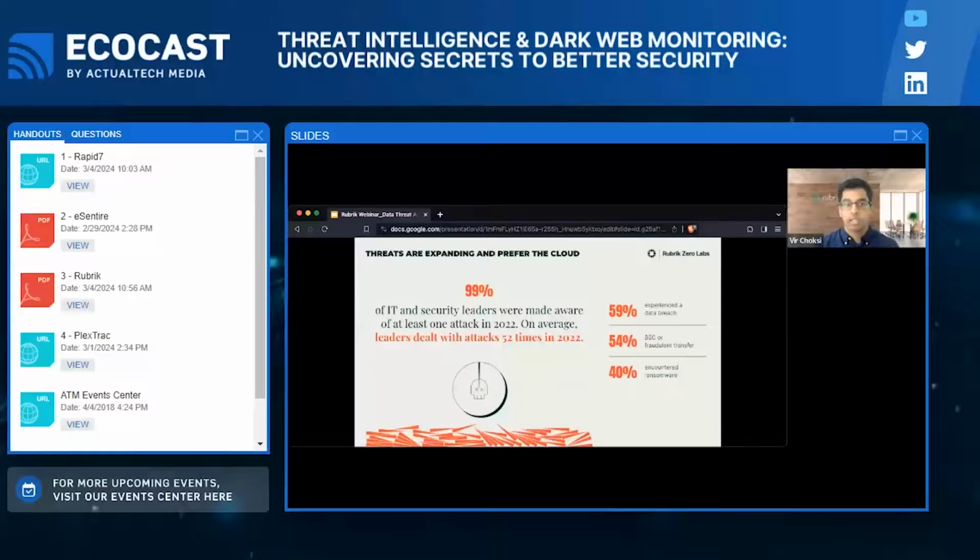We commission market research, we use third-party information, and also telemetry from Rubrik customers. 99% of IT and security leaders were made aware of at least one attack in 2022. Now, it isn't always ransomware necessarily. It could be data deletion, whether by a malicious actor or an insider, or even accidental. And it could be politically motivated rather than financially motivated. But the bottom line is that cyber incidents are denial of data attacks. And when your data is down, your business is down. And on average, leaders dealt with attacks 52 times in 2022. So that's roughly once per week.